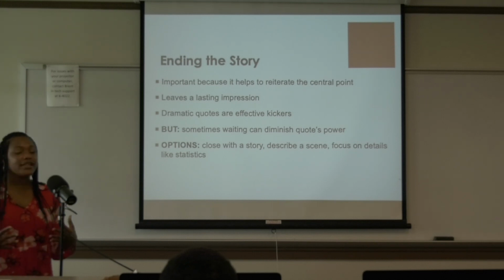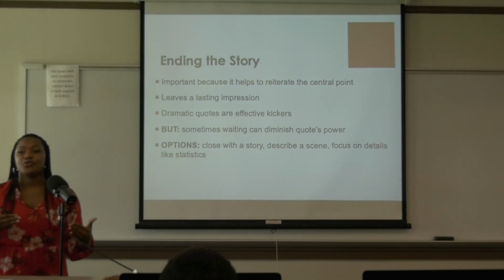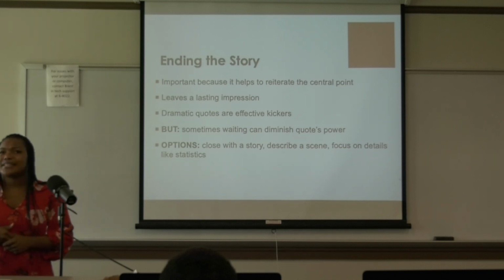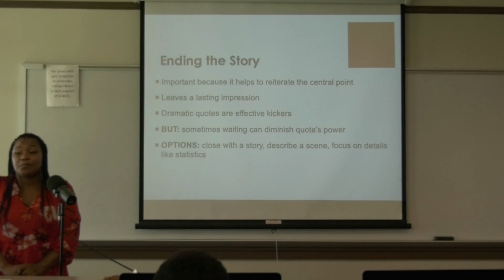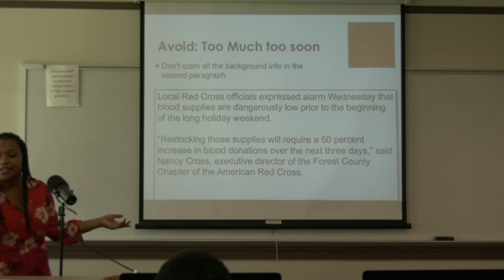So writing is really a critical thinking and a structured process that you have to take one step at a time. But when we get to the ending of a news story, why is it important? We know we put less significant details at the end of a story, but it can also do other things. And why is that important? It can be used to reiterate the central point. For example, go back to this example right here.